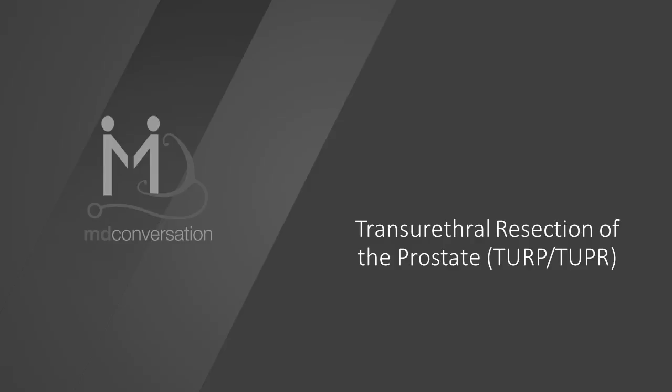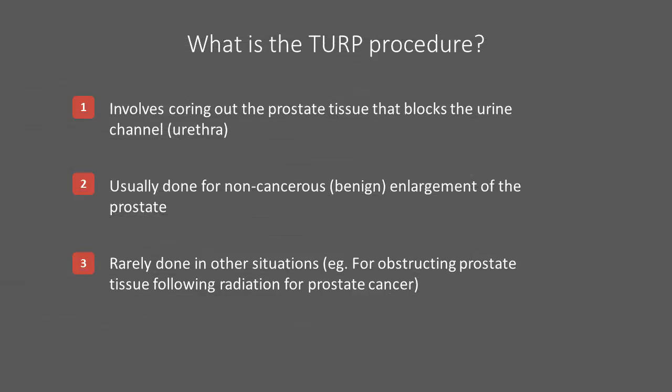This module discusses transurethral resection of the prostate. The TURP procedure involves coring out the prostate tissue that blocks the urine channel or urethra. It is most commonly done for non-cancerous or benign enlargement of the prostate. Rarely it is done in other situations, such as for obstructing prostate tissue following radiation for prostate cancer.